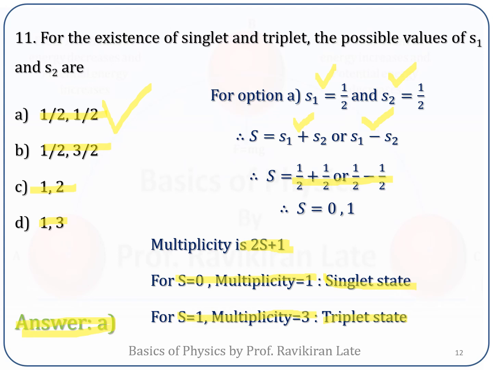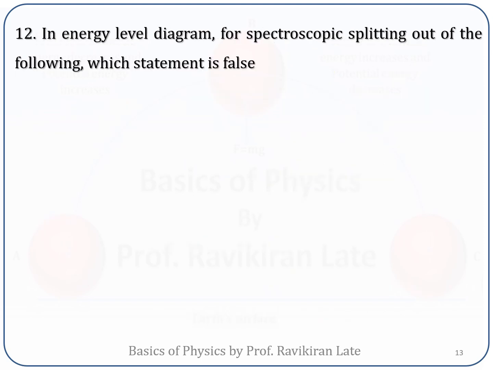So the answer for this question is S1 is equal to 1/2 and S2 is equal to 1/2, which is the correct answer for the singlet and triplet state. Next question is, in the energy level diagram for spectroscopic splitting, out of the following, which statement is false?